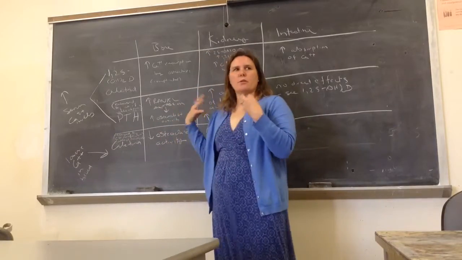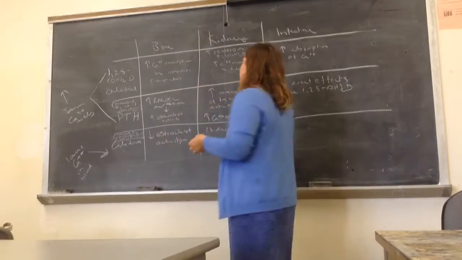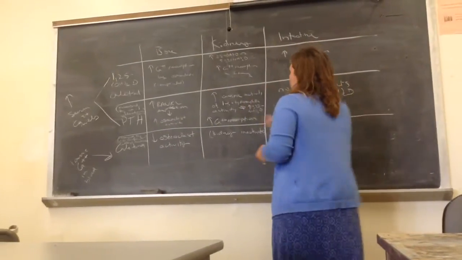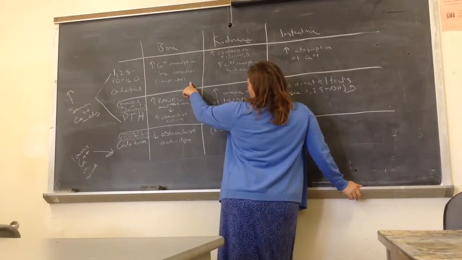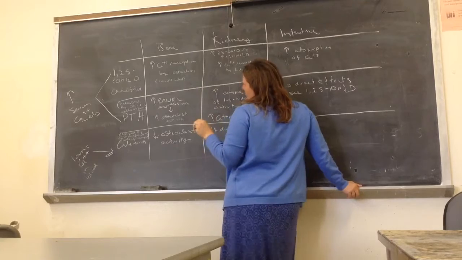A chart, so we'll do the chart first and then we'll go back to the outline, because this is kind of the basic need to know. So this is what we did last time with chapter 31. So bone, it increases the calcium resorption by the osteoclasts.